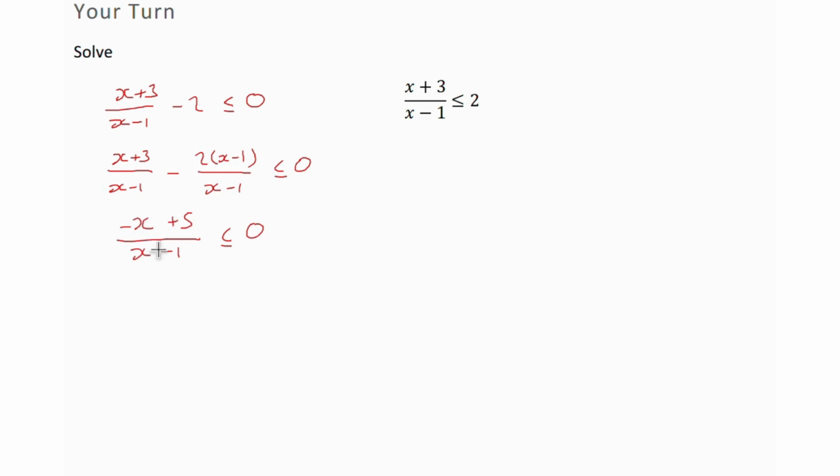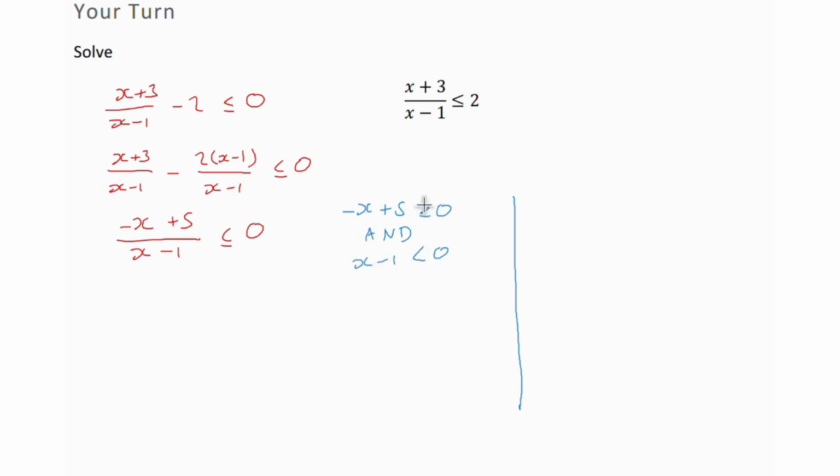Now for this to be negative, I've got two possibilities, either positive over negative or negative over positive. I need to be a little bit careful because the denominator cannot be 0, because the denominator of a fraction can never be 0. So my two possible cases here for this to be true would be if -x + 5 is greater than or equal to 0, and x - 1 is less than 0.